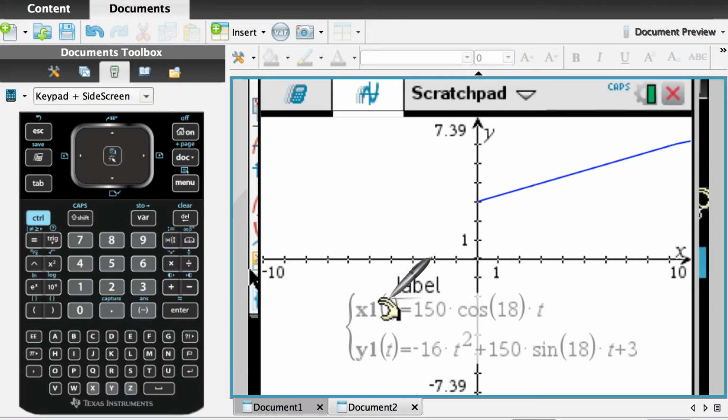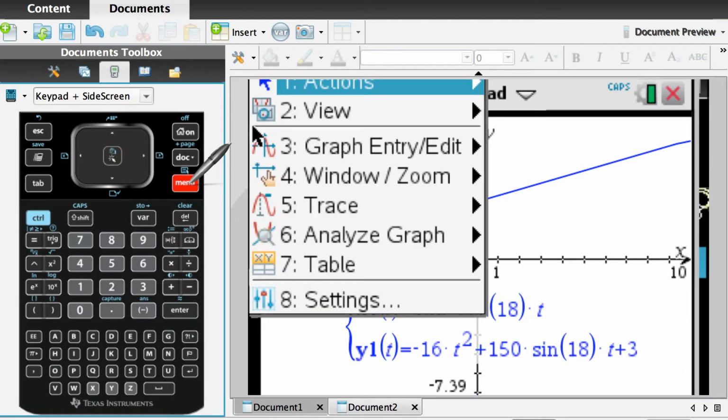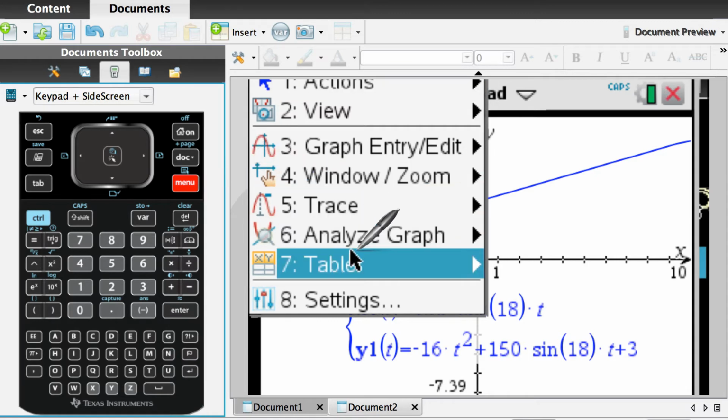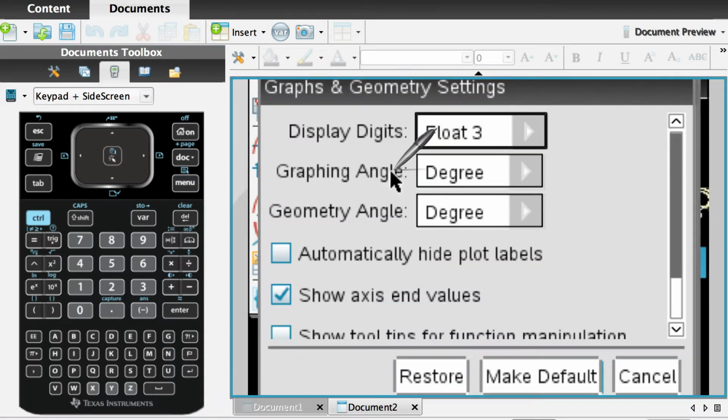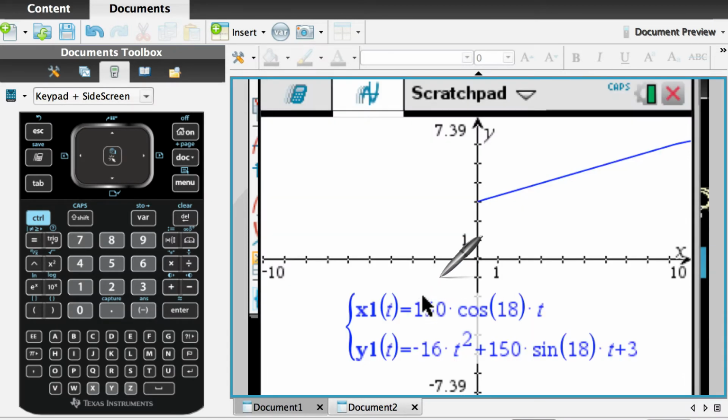Now, I do want to caution you about something here. If you are using a TI Inspire, you need to make sure that when you go to your menu from the graphing screen, this is very important, not from the calculator screen, but from the graphing screen, you go to the settings, and you make sure that your graphing angle for this particular problem is in degrees. For the next problem we're going to do, it's going to have to be in radians. But you see that the angle that the ball is hit at here is in degrees, so therefore we need to graph this function in degrees. So mine is in degrees. You hit make default just to make sure, and there we have it.